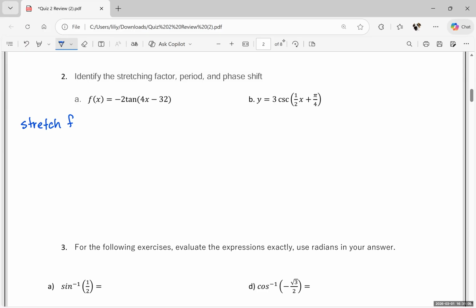Stretch factor. And that is the absolute value of the first number. So this is 2. The period for the tangent function. So unlike sine, cosine, secant, and cosecant, the fundamental period for tangent and cotangent is not 2 pi, it's pi. So it is pi over b, which in turn was pi over 4. B is 4 in this case.